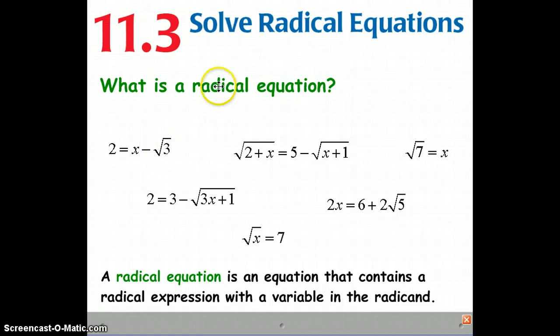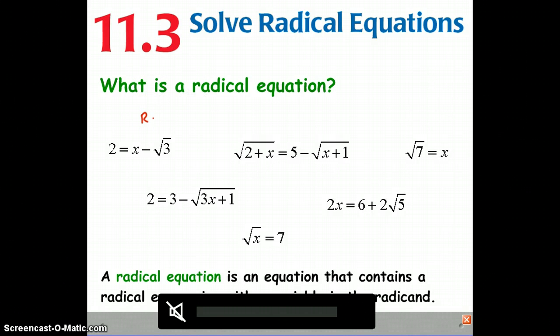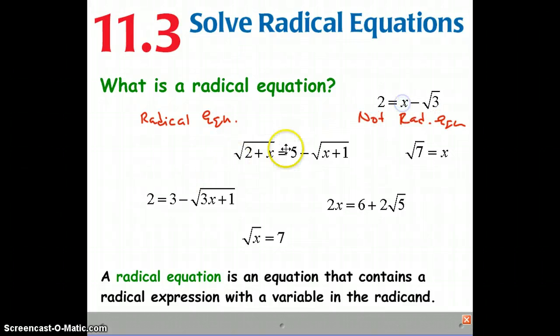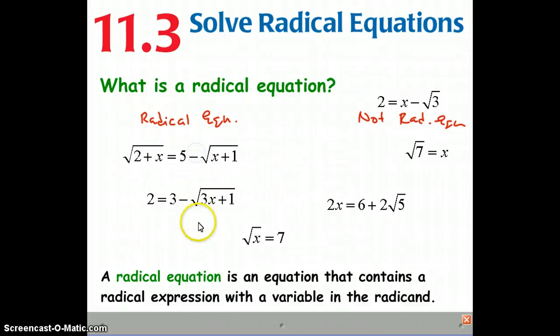So for example, we're going to sort these out, and we're going to have radical equations and not radical equations. So in this equation right here, we have 3 in the radical and the variable is not inside the radical, so this would not be a radical equation. For this equation, we do have x in a radical, so it will be a radical equation.